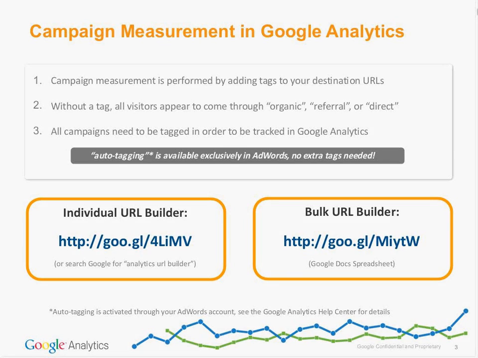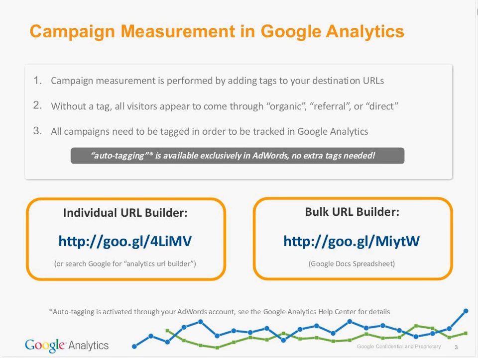Now, there are options available within AdWords to automatically tag. But that's the only system in which you'll not need to manually place tags in your URLs, and you will need to make sure that's set up correctly. So you might need to refer to the Help Center for more information on that. And we'll be referring to how to construct these URLs throughout this webinar as well as beyond.